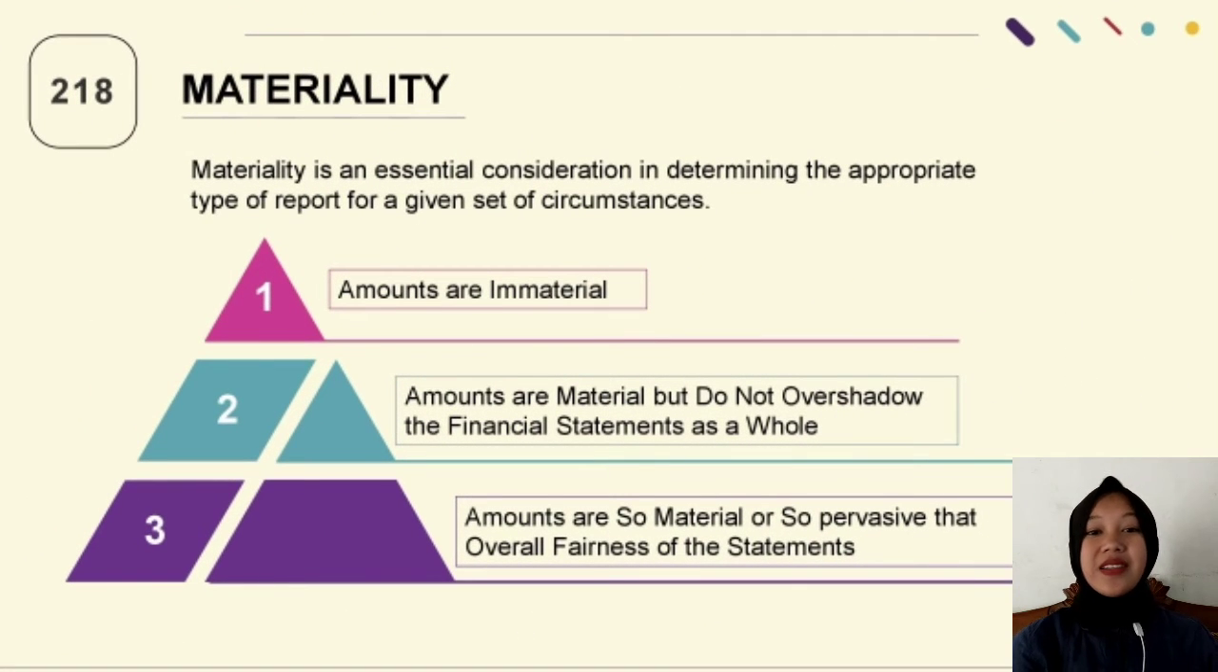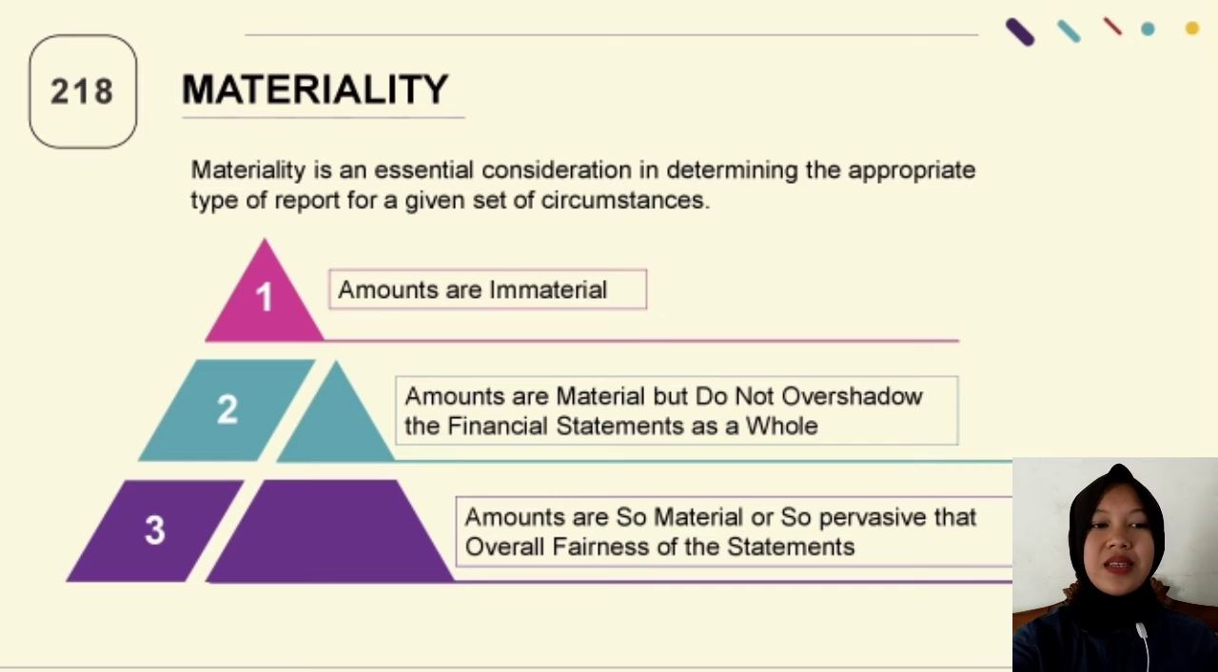Okay, next in this slide we will talk about materiality. I think you already know, guys, what materiality is. Materiality is an essential consideration in determining the appropriate type of report for a given set of circumstances. The situation is totally different when the amounts are of such significance that the financial statements are materially affected as a whole. In applying this definition, three levels of materiality are used for determining the type of opinion to issue. What is the level of materiality?